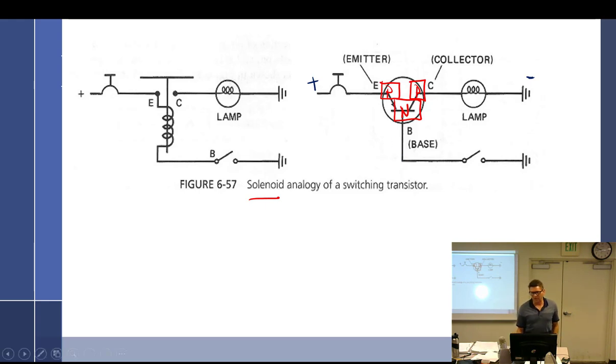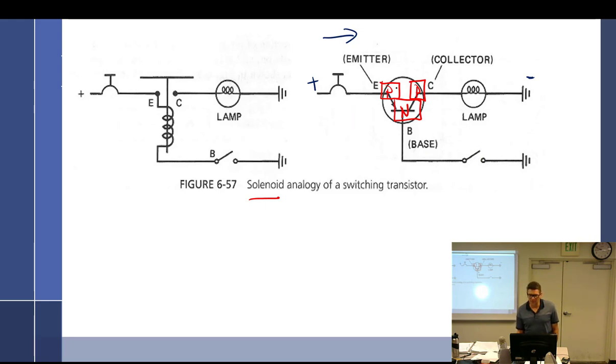Well, let's look at how this would work. What we need to have happen is current to flow, positive and negative. We'll go conventional on this today. So how is this going to work? Well, we have a negative over here.